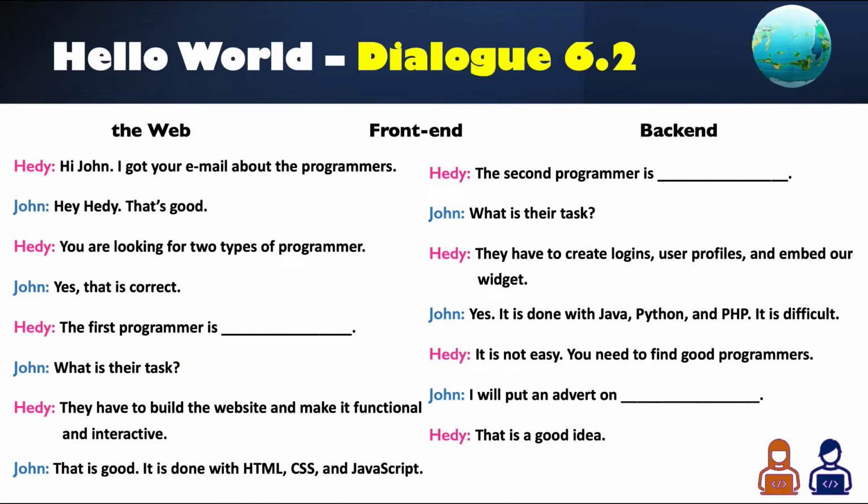Hi, John. I got your email about the programmers. Hey, Hedy, that's good. You're looking for 2 types of programmer? Yes, that is correct. The first programmer is front end. What is their task? They have to build a website and make it functional and interactive. That is good. It is done with HTML, CSS, and JavaScript. The second programmer is backend. What is their task? They have to create the logins, user profiles, and embed our widget. Oh, yes. It is done with Java, Python, and PHP. It is difficult. It is not easy. You need to find good programmers. I'll put an advert on the web. That is a good idea.